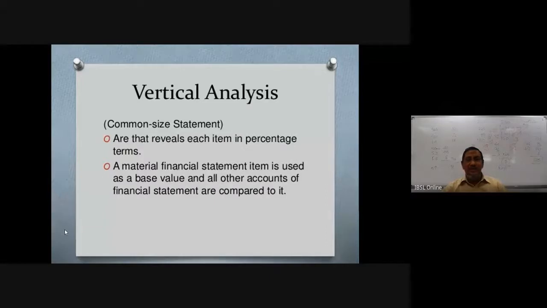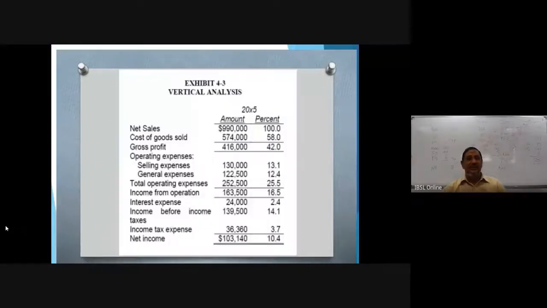Use the financial statement, apply the value given the base value. The material financial statement item is used as a base value, and all accounts of the financial statement are compared to it as a system. For example, sales. Now, sales given as £990,000. So normally we consider sales as 100%. Sales is always 100. This is the base figure. Then cost of goods sold 574,000.